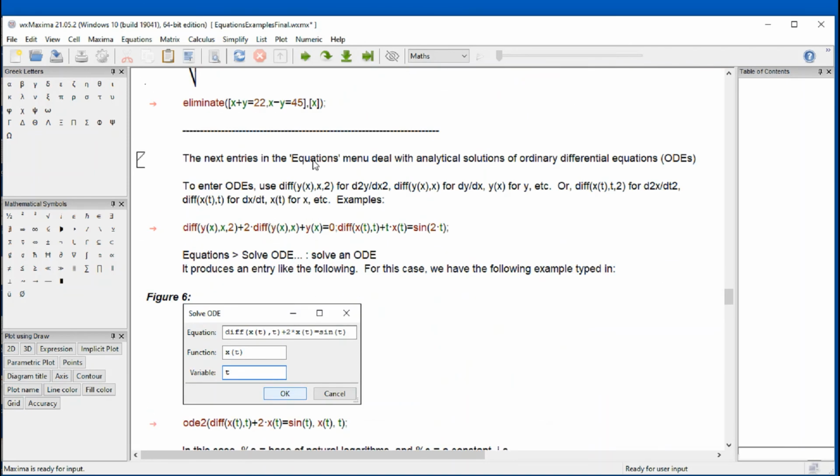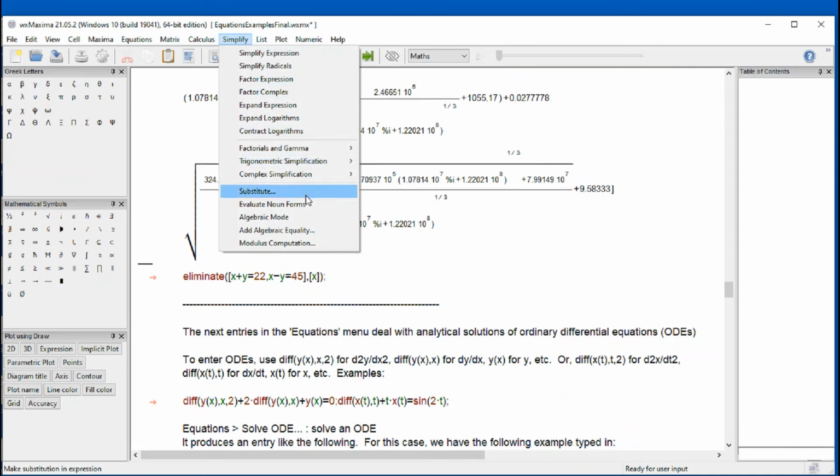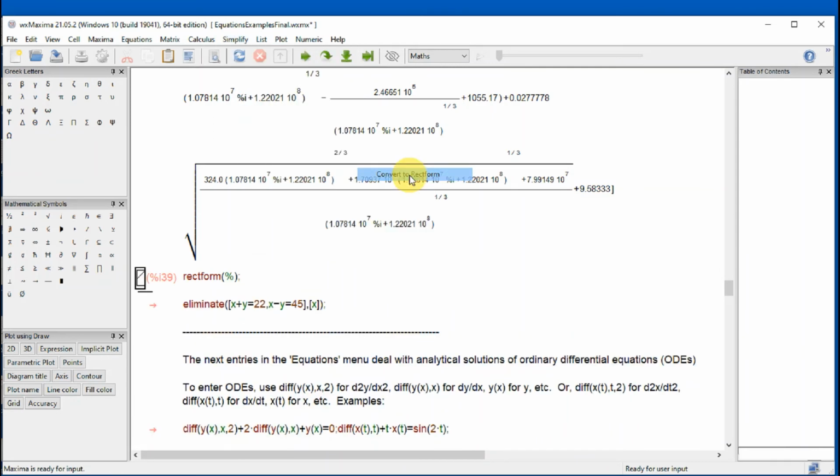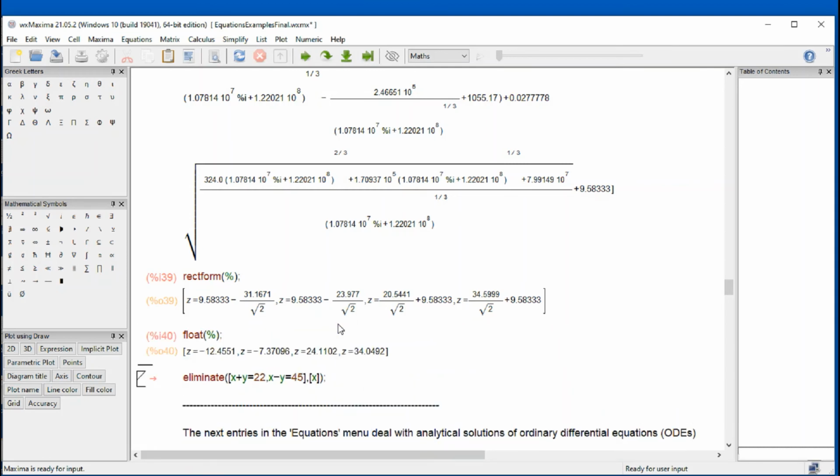I'm going to try one more thing here, and that would be to say simplify, complex simplification, rectangular form. For some reason this can give you complex numbers using the polar form, and the rectangular form provides a more reasonable result. And then we can even do a float of the previous result, and there is the final result that we were looking for. Just the way Maxima works. Try rectangular form and try float when you get complicated results like that.